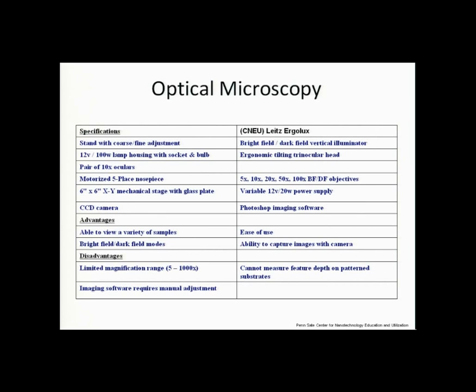So also, as far as advantages go, it's easy to use, and we can capture images with the camera and therefore save the computer. Another disadvantage is, though, we can't measure depth at all. So we cannot use these scopes to measure feature depth on a substrate.